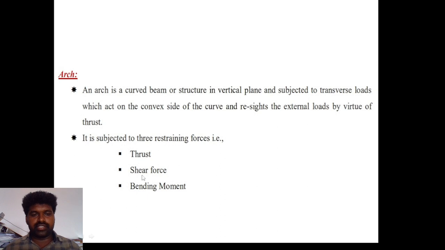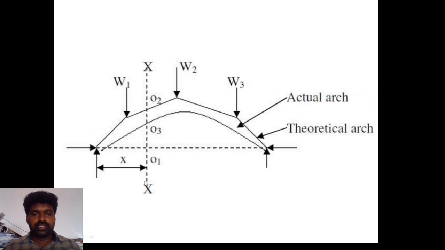That means thrust, shear force and bending moment. This is the actual arch and this is called the theoretical arch. W1, W2, W3 are the loads transferred by the arch. This is a horizontal thrust and a vertical thrust.